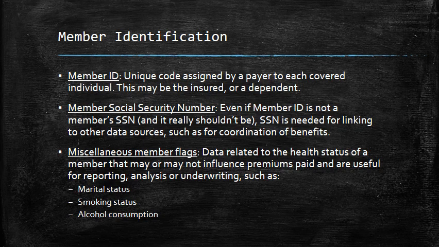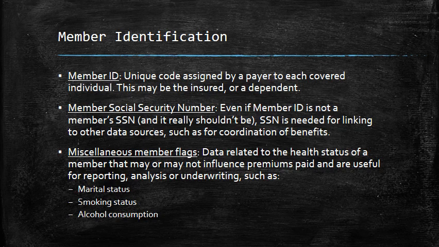Generally, you will also see the member's Social Security number. Even if the member ID is not the Social Security number, and in this day and age it really should not be, the Social Security number is needed for linking to other data sources. For example, if you need to check coordination of benefits with another insurance carrier, you will need some common number to identify a person, and Social Security number is that number.